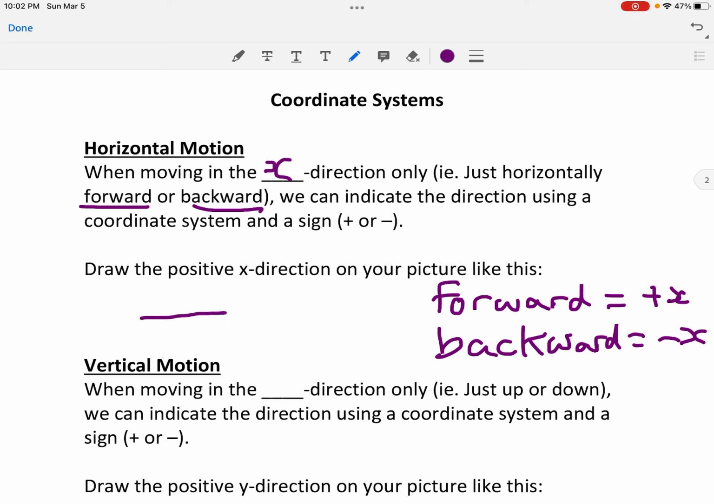And how we draw it is we just draw an arrow and we say x is positive in that forwards direction. It just automatically means that the negative x would be on the back end of that arrow. You don't have to draw the negative in. When you draw the arrow and say x is positive on that side, that's enough right there to indicate that x is positive forward.